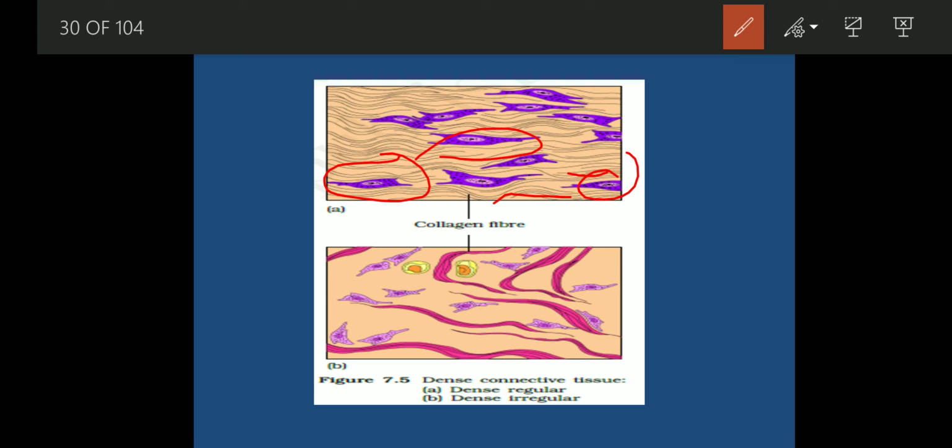Why are they called dense? Because the amount of matrix will be comparatively low. But it is also called regular because these cells are arranged in a particular pattern. While when we see dense irregular, here we cannot observe any particular pattern. These are randomly placed. They are not following any pattern like the regular cells. So here there are two types: dense regular and dense irregular.